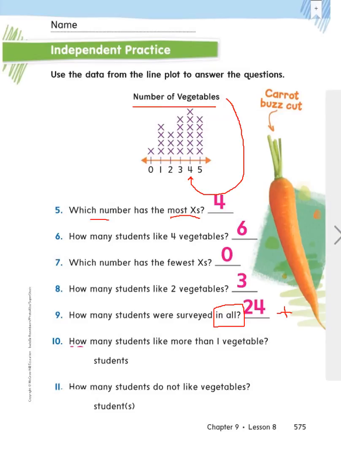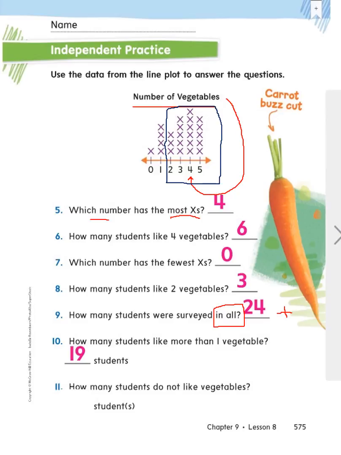Number 10, how many students like more than 1 vegetable? 19. Okay, so we had one like this earlier. More than 1 vegetable. So I'm going to put a box around anything that's more than 1. You don't have to do it. And I'm going to add it all up.